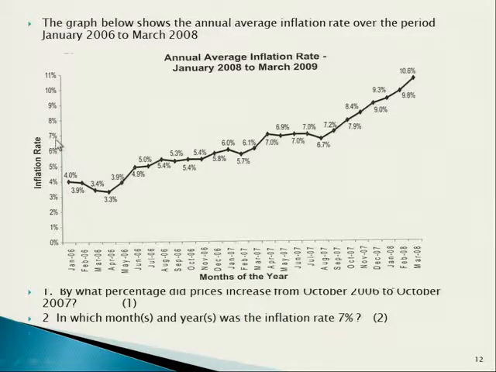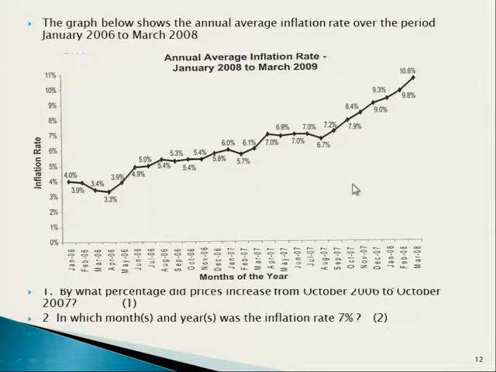Another possible question, in which months and years was the inflation rate 7%? Now I go to my y-axis, I look at 7, and if I can find all the 7s, I can go down and say, oh, but it was April 2007. Another 7 is June 2007, and another 7% is July 2007. Just use your rulers and make sure that you interpret the value correctly. There's another possible question on inflation.